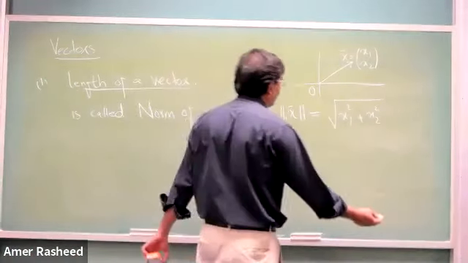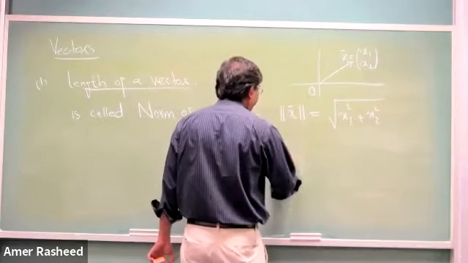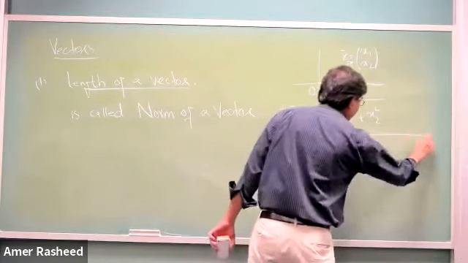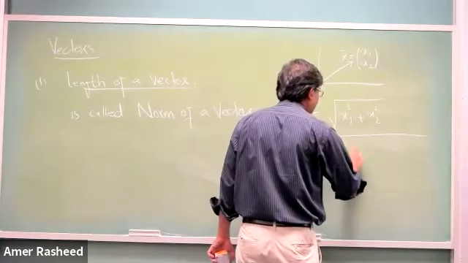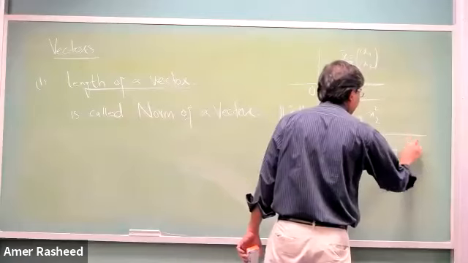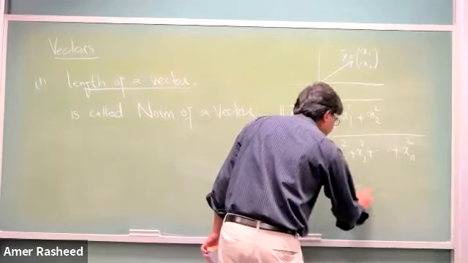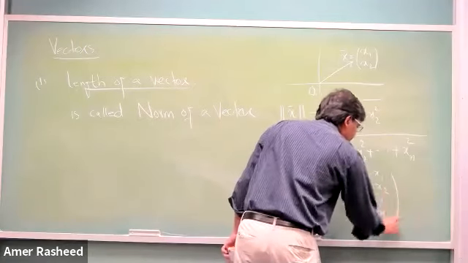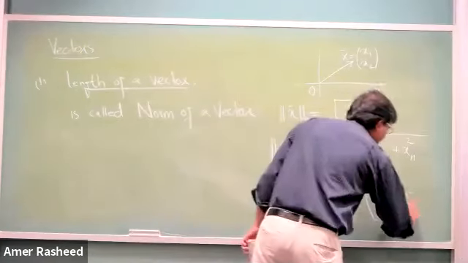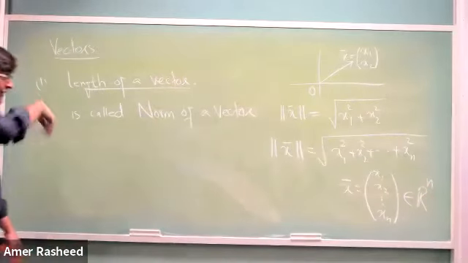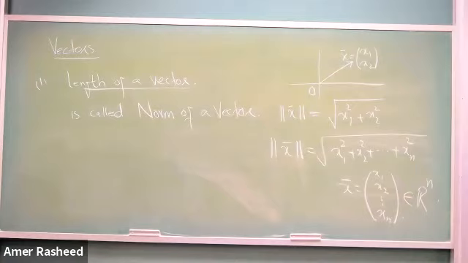We call them norms. Now, if we have a vector in Rn, what would be the length of that vector? That would be the square root of x1 square plus x2 square plus so on plus xn square, where x vector is x1, x2, so on, xn, which belongs to Rn. This is how we define the norm of a vector, meaning the length of a vector.